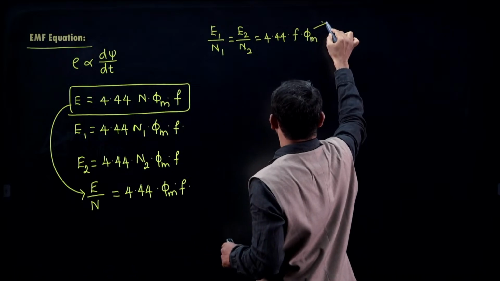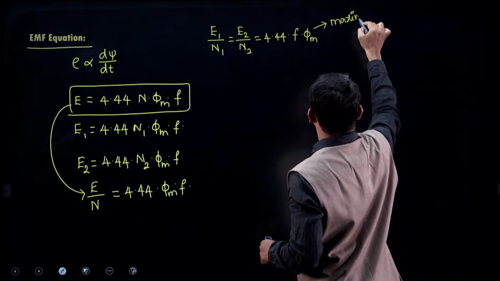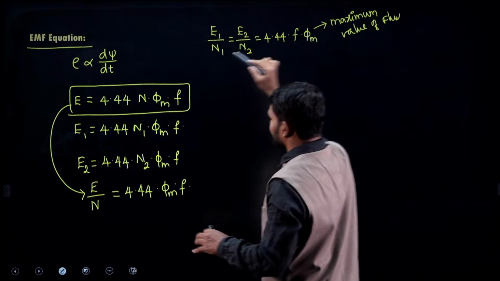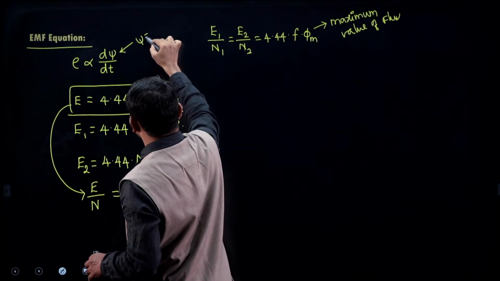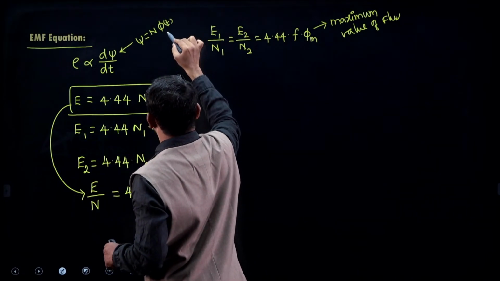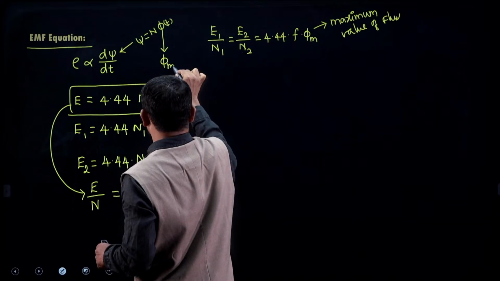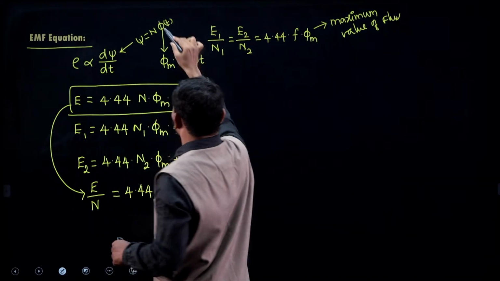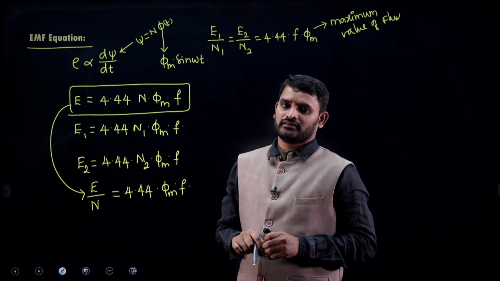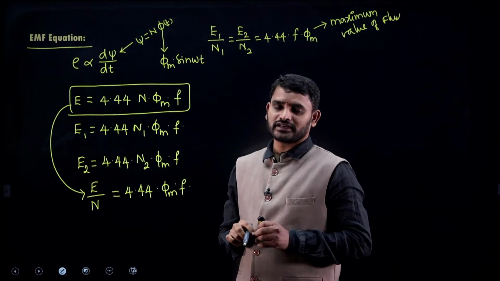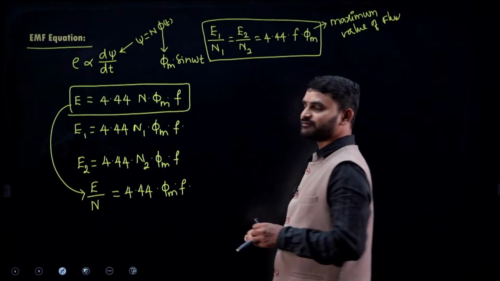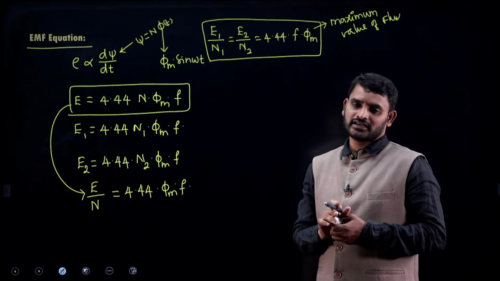Remember, this phi m is nothing but maximum value of flux. Actually, this is psi, the flux linkages. Flux linkages we will represent as N into phi. What is this phi? Time varying flux, phi of t. So, phi of t we will be writing as phi m into sin omega t. This is a maximum value, not mutual flux. Okay. So, remember this point, it is very, very important. EMF per turn on both the sides of the transformer windings is equal.